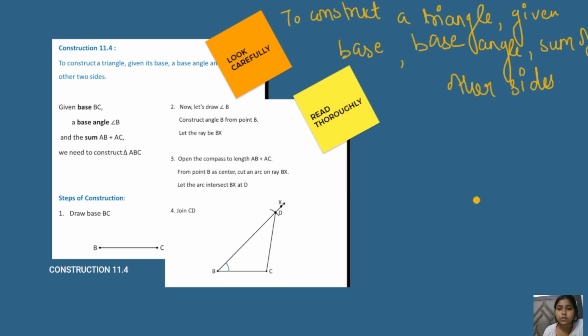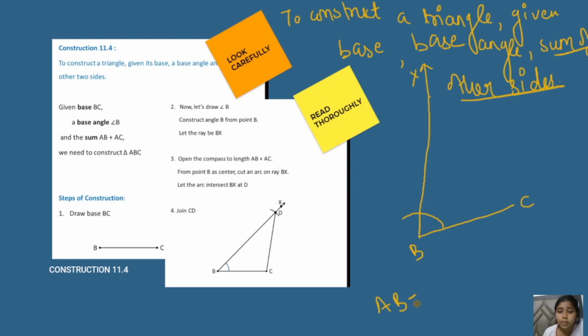Okay, so first the base is given to you. This is the base. The base angle is also given to you, this angle. So you just have to construct a very long line, right? This is X. Now you know the sum of the other two sides. So let the sum AB plus AC be known, right? Whatever the sum of the other two sides is, you have to open the compass up to that distance.